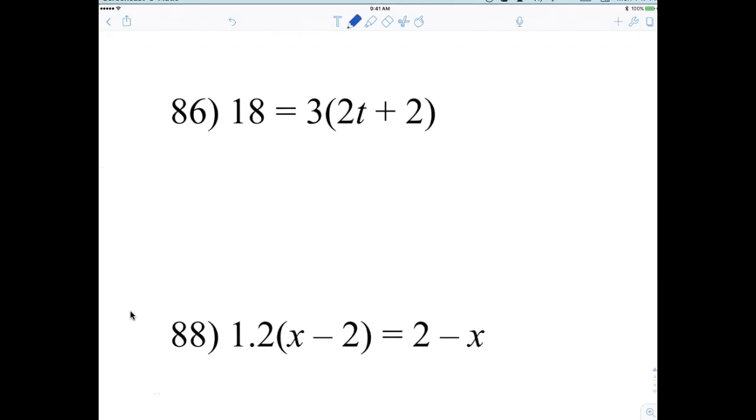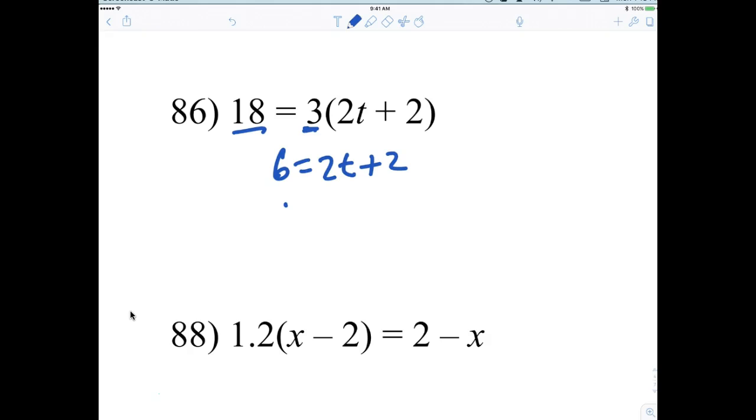Now, on 86, instead of distributing, what could I do first? Pay attention. What could I do on 86? You could divide by 3. Yes, you can divide by 3. Why can I divide by 3? Because 18 is divisible by 3. It just makes the problem easier. What's 18 divided by 3? 6. So 6 equals 2t plus 2.